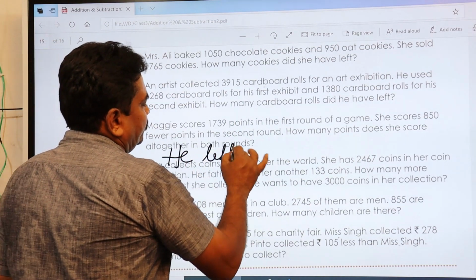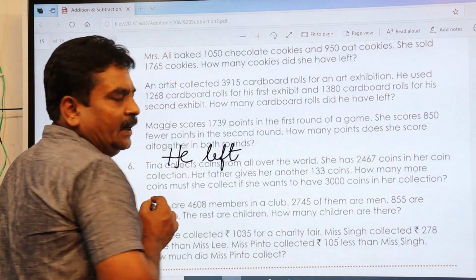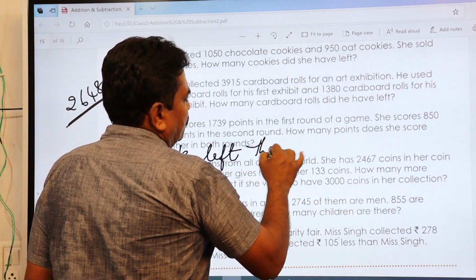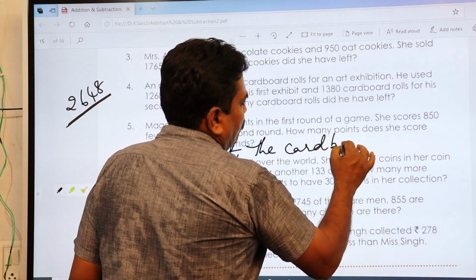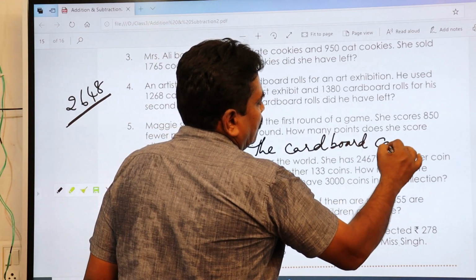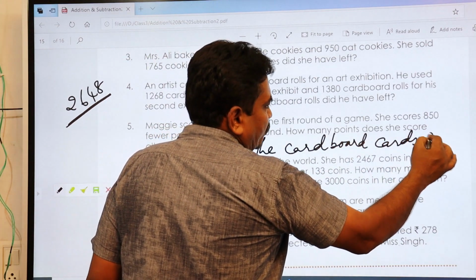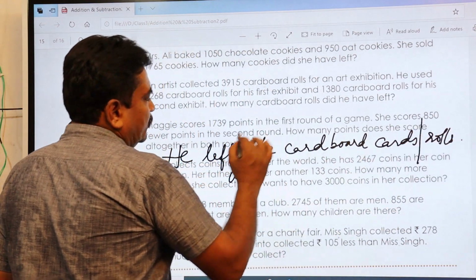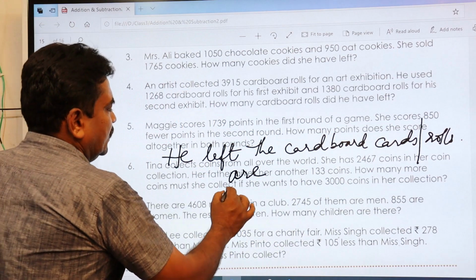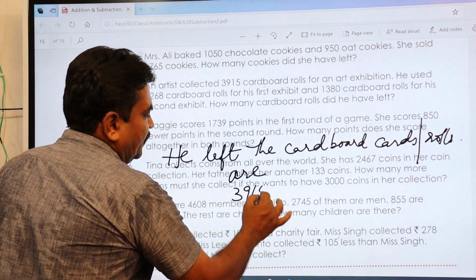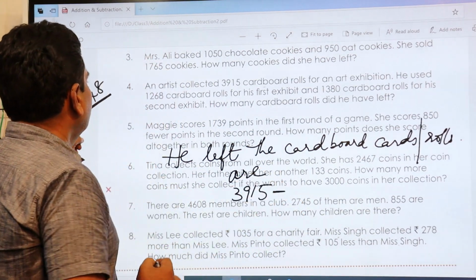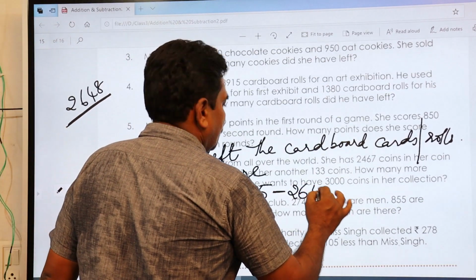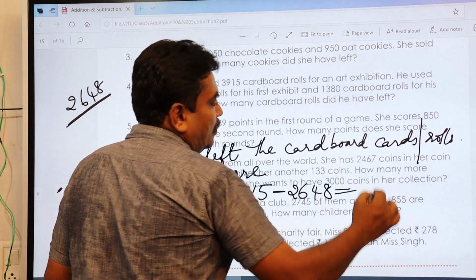Let's see. How many cards did he leave? How do you get it? The cardboard cards or rolls left are how much? I'll write down here, 3915 minus 2648. Now you have to subtract.